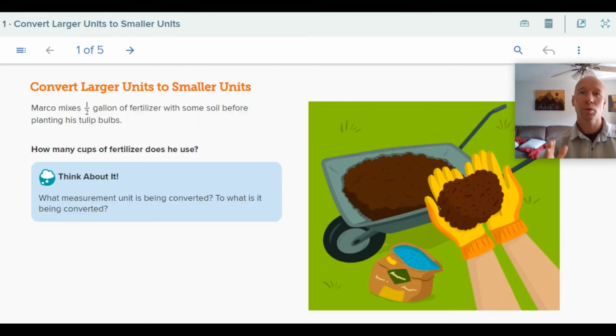So the question you are going to work on now on your own is this. Marco mixes a half gallon of fertilizer with some soil before planting his tulip bulbs. How many cups of fertilizer does he use? Work on this on your own and then come back for our next video.